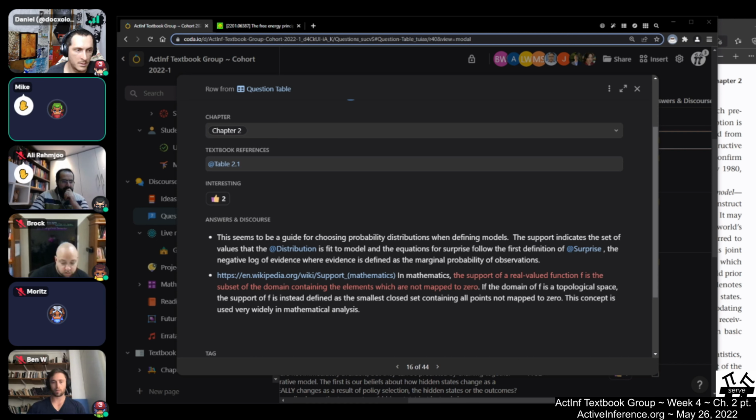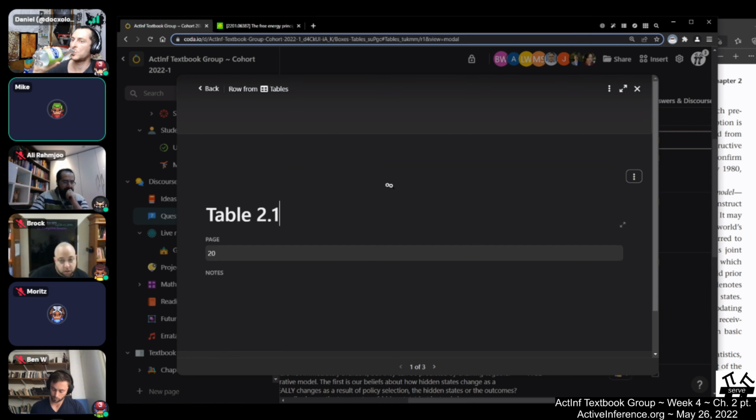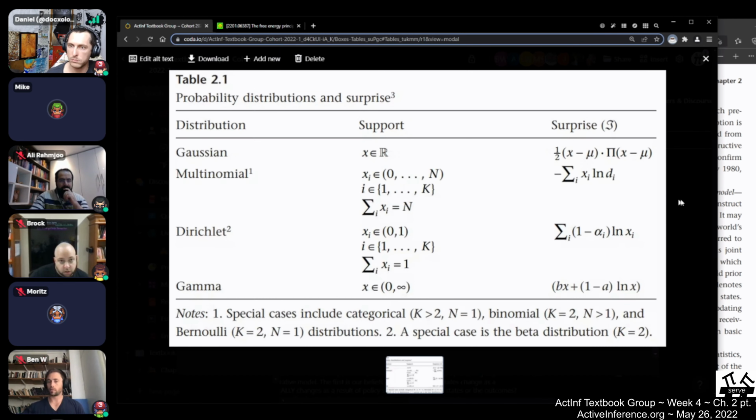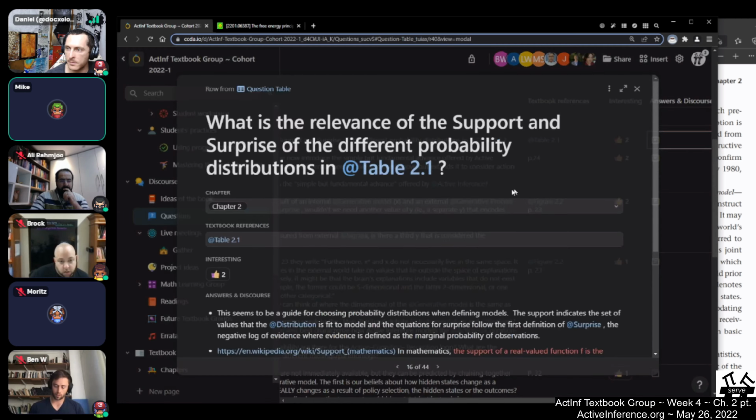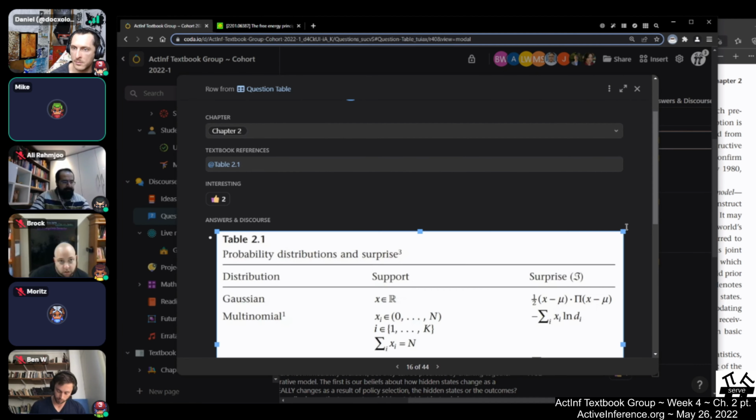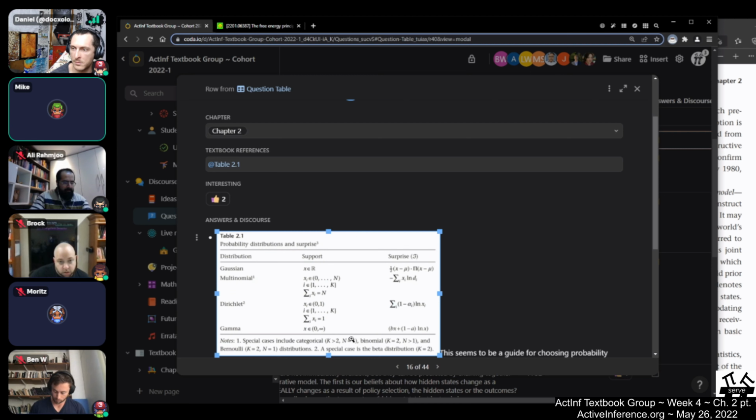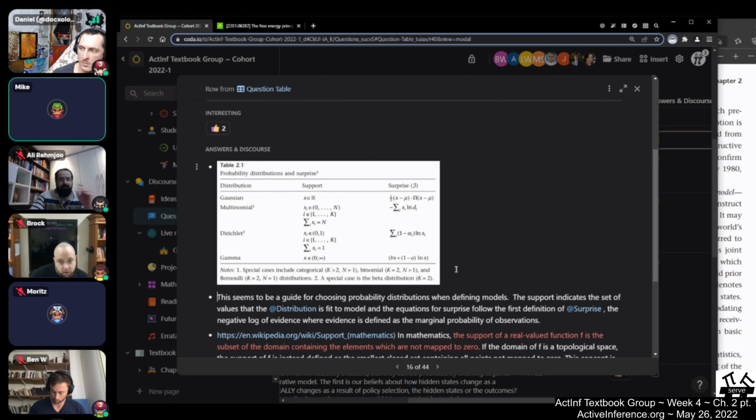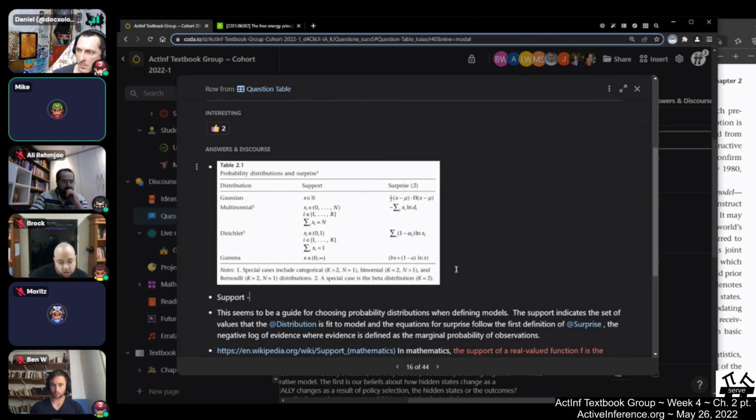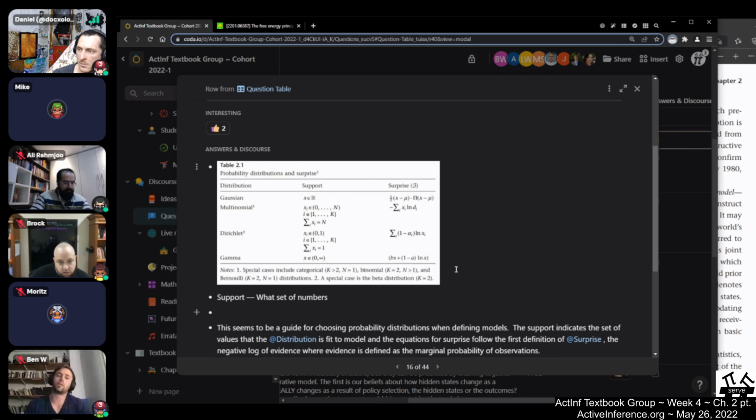So table 2.1 looks to me like a guide for selecting distributions. If you're building out one of these models with support saying, what set of numbers would fit within this distribution selection, and then if you chose this distribution, how would you look at the support equation for it? And if you chose this distribution, how would you look at the surprise component of it?